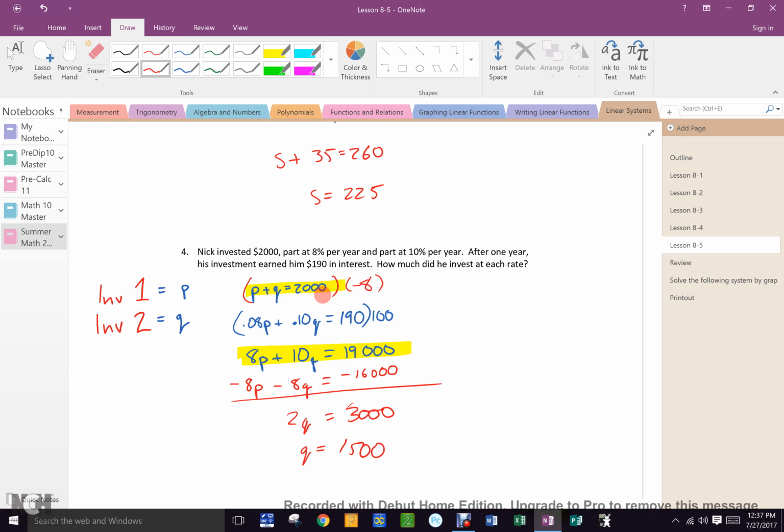Because I multiplied this by negative 8 to get to 8p. What's q times 8? Yeah, but it's negative 8, so it's negative 8, right? And I'm adding what's 10 plus negative 8. Oh, okay. Because I'm not subtracting, right?